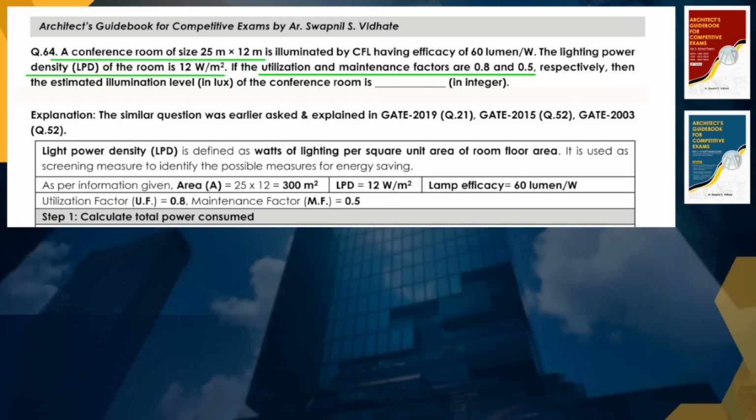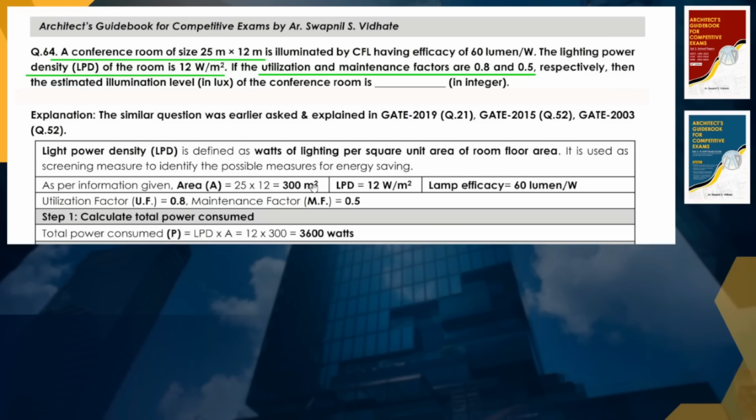Now the first step will be to calculate the total power consumed, right? Here they are saying that the light power density is 12 watt per meter square. So if we multiply by this area, 300 meter square, we will get the total power consumed. It will be LPD multiplied by the area: 12 multiplied by 300, so the total power consumed is 3600 watts, right?